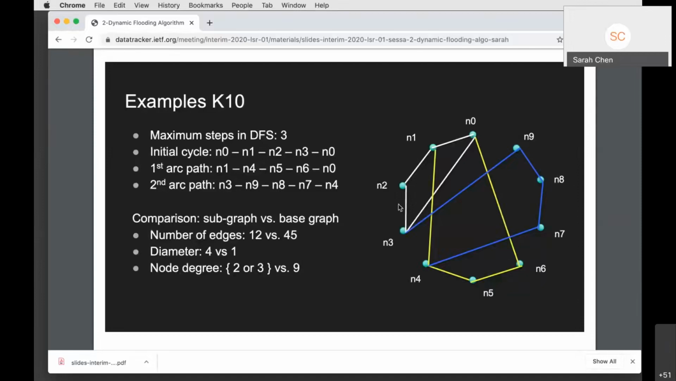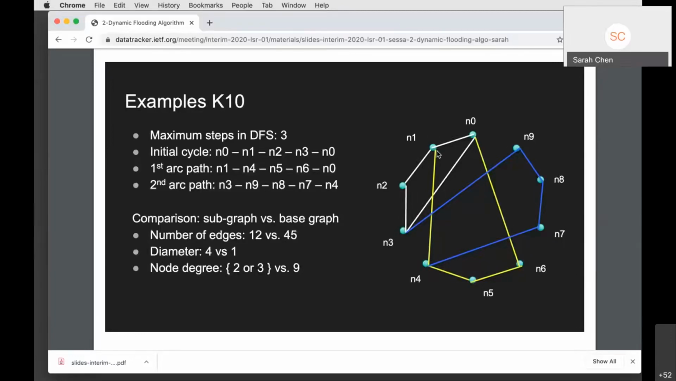Then we pick a node on the initial cycle. Let's say we pick N1. And then we do 3 steps in DFS, 4, 5, 6, and then we find a way back. The end point can be either N0, N2, or N3. It just cannot be N1, because if we end on N1, which is the same as the starting node, then we have a cutting node, so it's not biconnected. Okay, let's say we end on N0. This yellow arc will be the first arc we added to the subgraph.